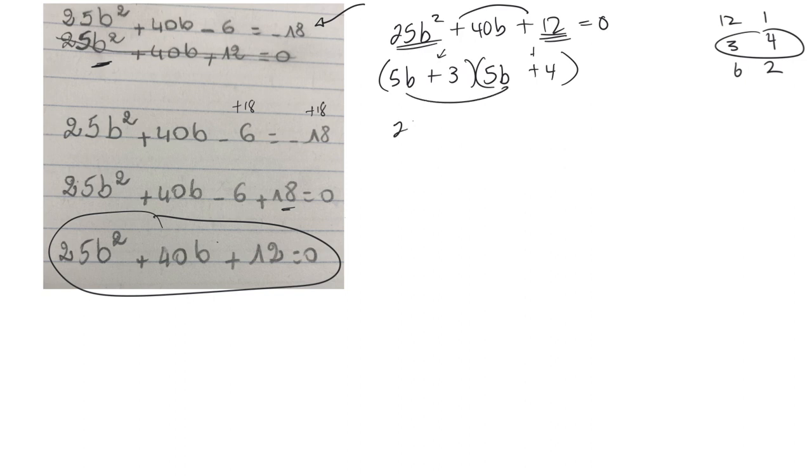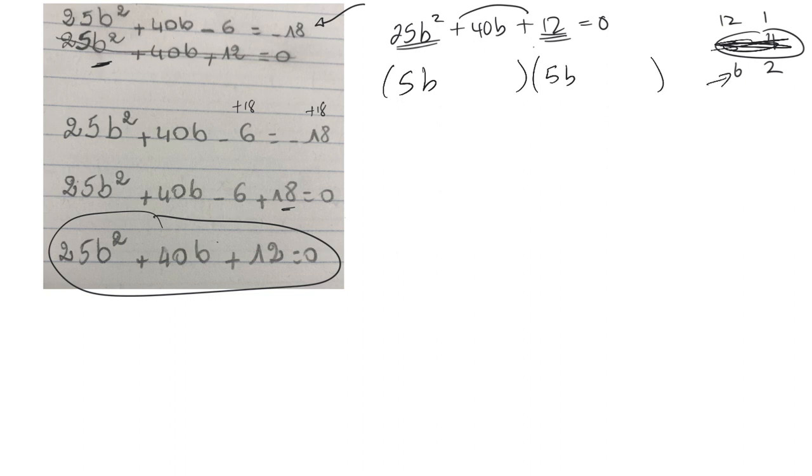So 25b squared plus 20b plus 15b plus 12. I add these together, I don't get 40. Whoops, that's wrong. So I'll just erase it. Okay, so that means the 3 and 4 don't work. 5b, 5b. Let's try 6 and 2.